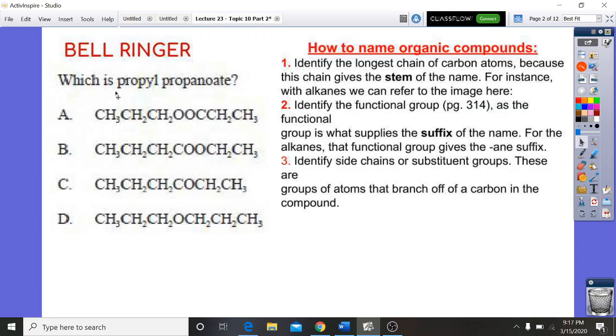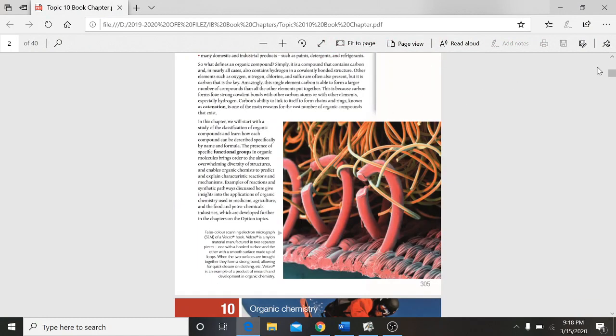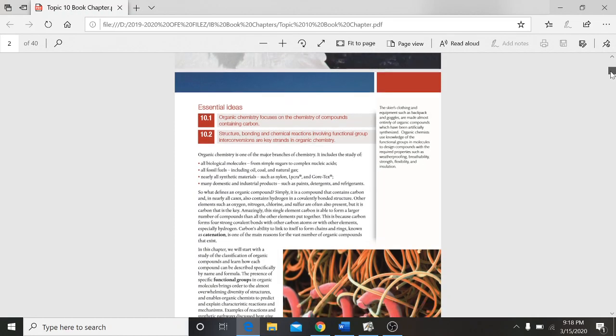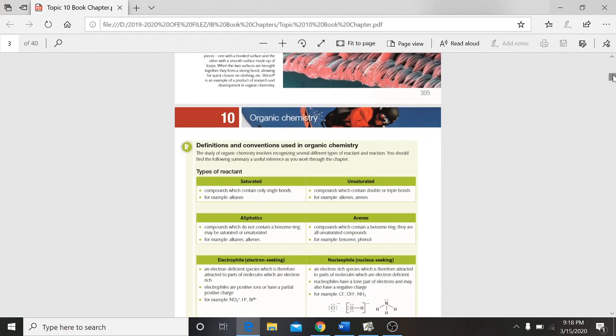The bell ringer. We're looking at a compound called propyl propanoate. We're trying to figure out which from A, B, C, or D is propyl propanoate. So the best thing is to go to your chapter 10, which if you don't have your book, I did upload this PDF to the Google Classroom stream. That means the main page, okay? And we're going to go to page 314.